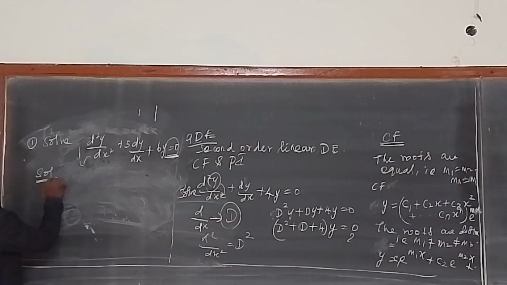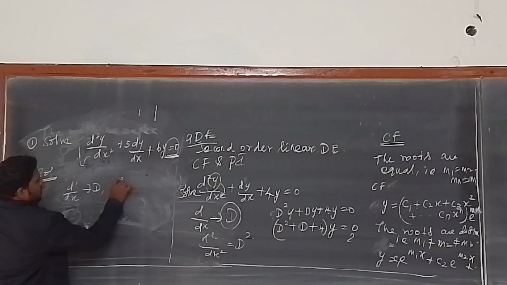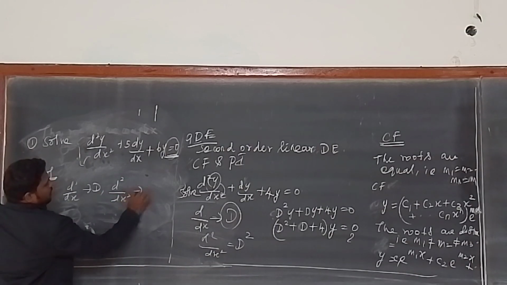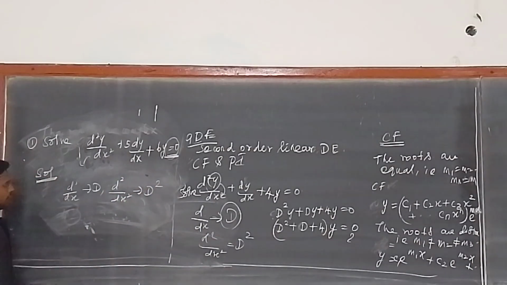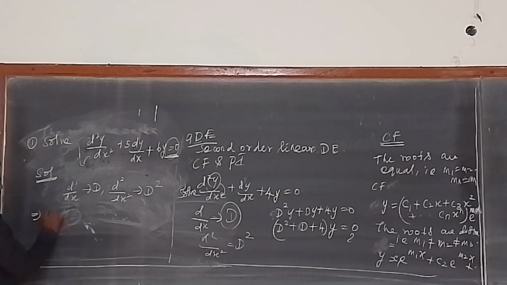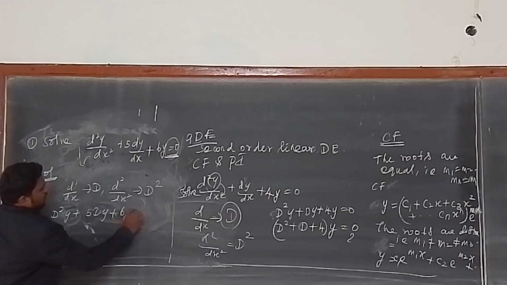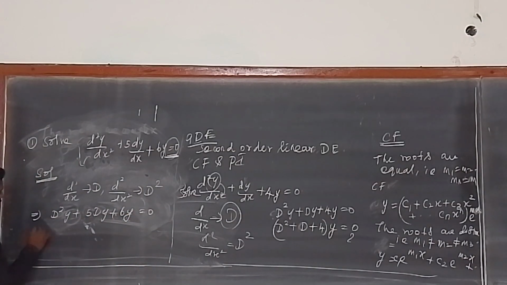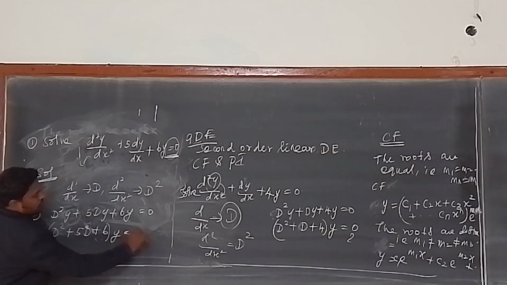So d/dx equals D, the differential operator, and d²/dx² is the differential operator D². Okay, so substituting here, that means D²y + 5Dy + 6y is equal to 0. Taking y common, we get (D² + 5D + 6)y equal to 0.